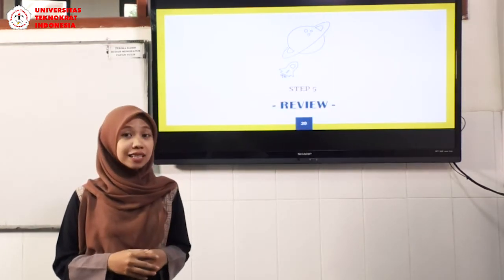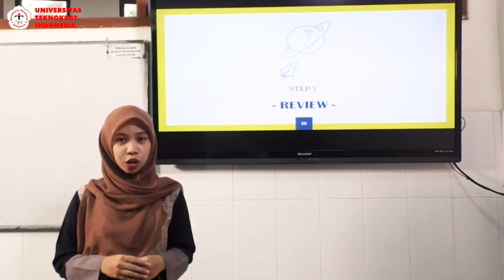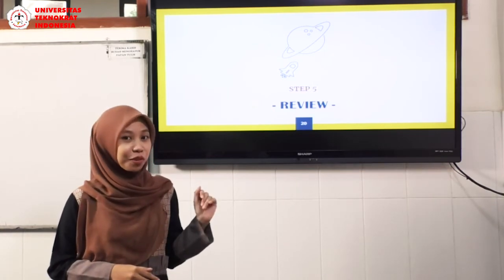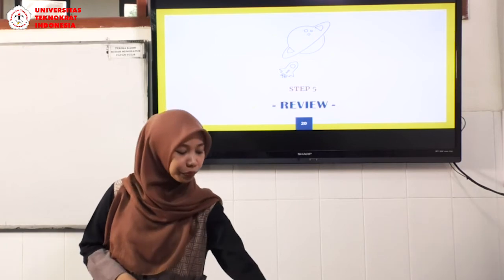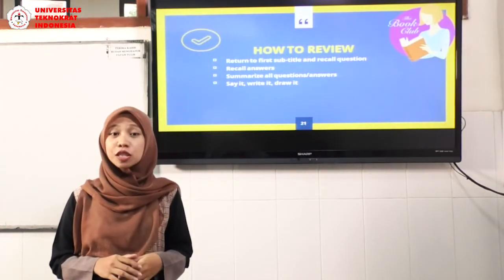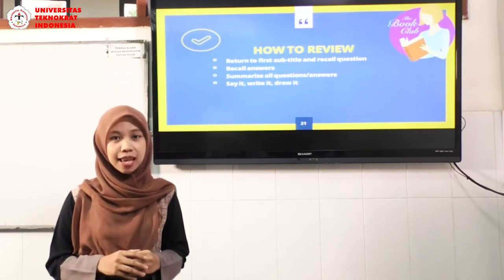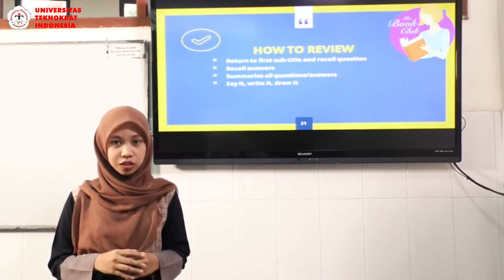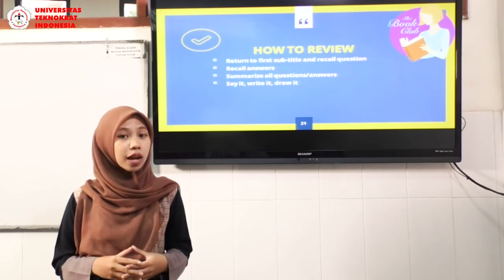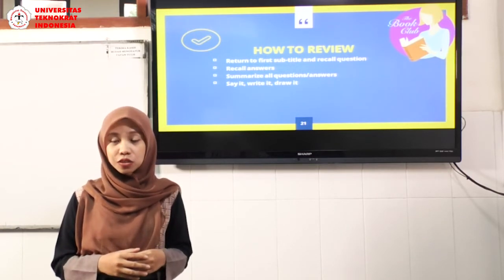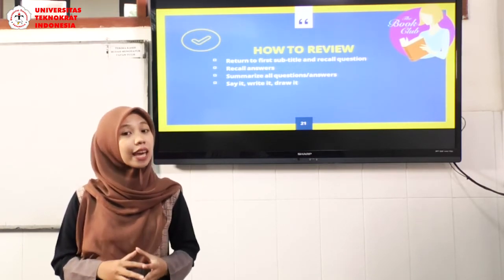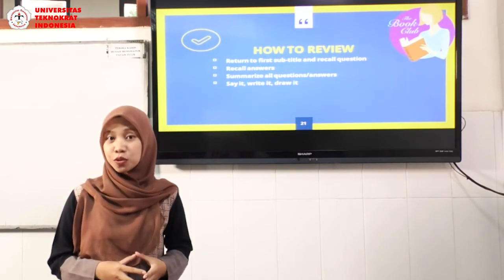Now we come to the last stage of SQRRR, which is review. So how to review? The first, you need to return to the first subtitle and recall the questions. And then you need to recall the answers. And then the next, you need to summarize all questions and also your answers. And the last, you need to say it, write it, and draw it.